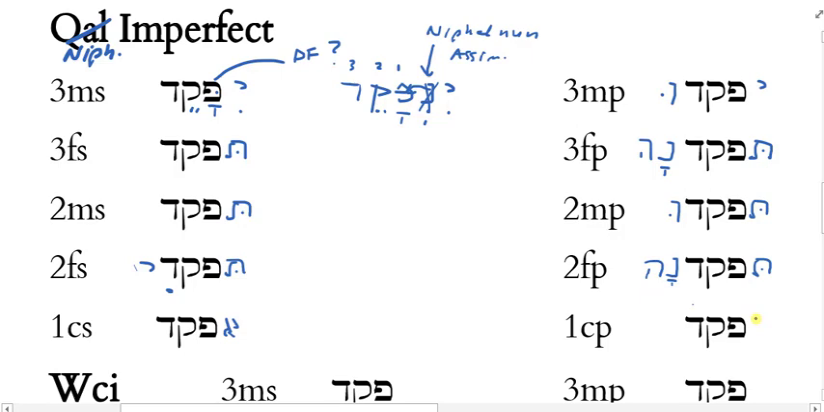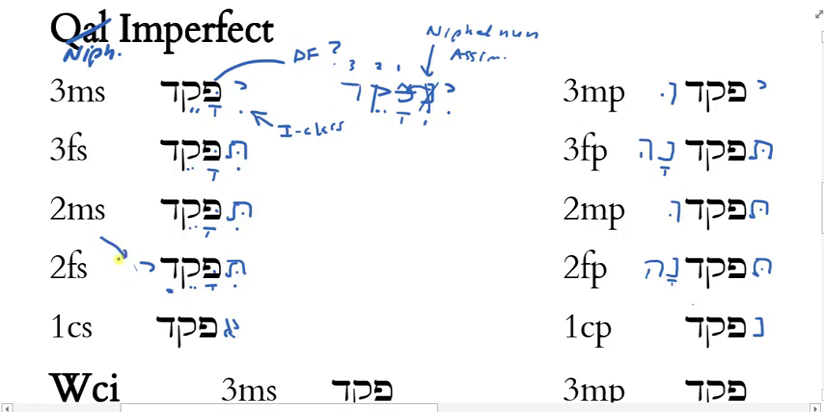1cp is prefix noon. All right. What is the vowel pointing here? Every form of the nutty prefix is going to get an I-class vowel. You see khirik is an I-class vowel, right? So I'm going to want I-class vowels here. Yipaqede, tipaqede. Can I leave that tsere here with the khirik yod, tipaqede?